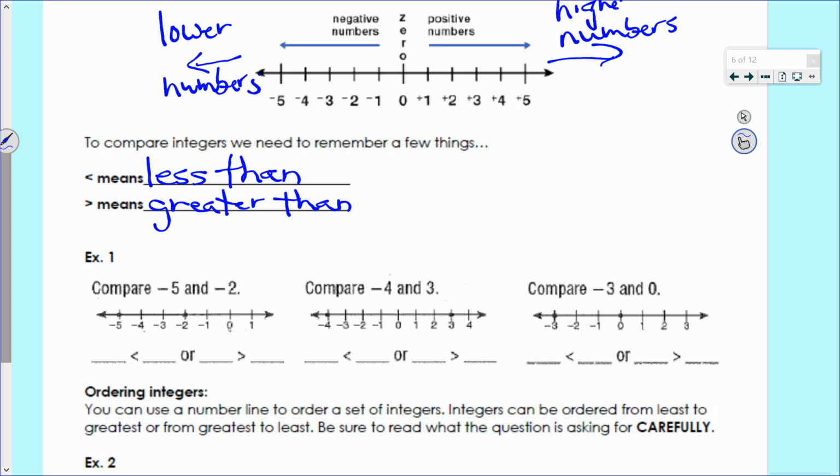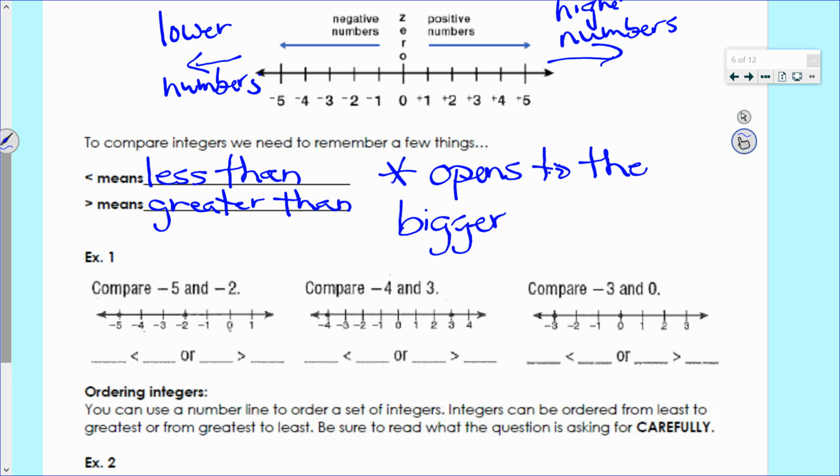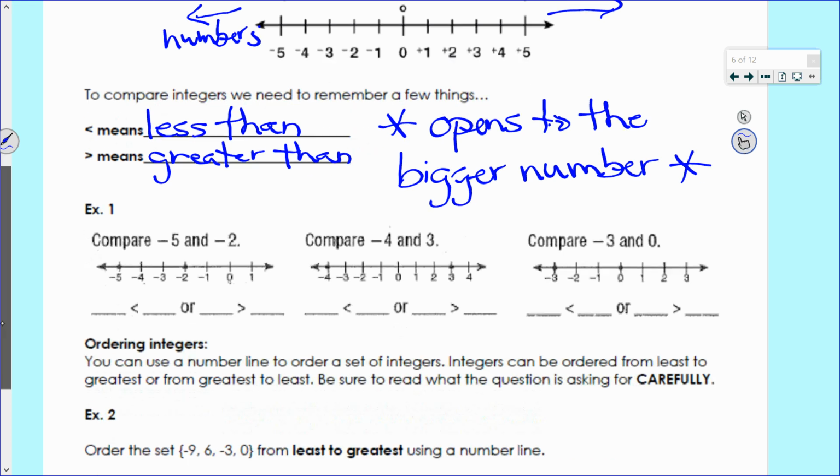Another way to think about this and help you remember, and this is where the alligator has always come in, the sign always opens to the bigger number. That's how we can call it like the alligator. The alligator likes to eat the bigger number. Yep. That's why the alligator works, but really mathematically, your symbol opens to the bigger number. It's the way that we would prefer that you remember it.